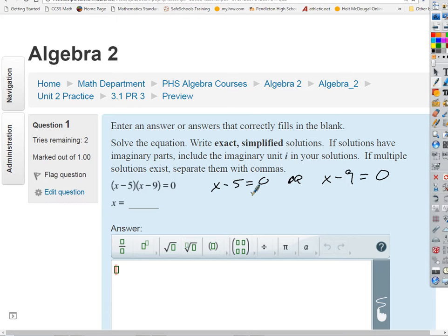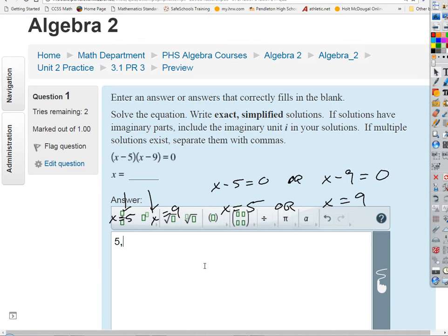Well, when does x minus 5 equal 0? When x equals 5. We probably could have just written it right here. Or when does x minus 9 equal 0? When x equals 9. And so it wants us to just separate our solutions with a comma. And so what do we get here? If we do that, our two solutions are just, we're filling in the blanks, x equals 5, comma 9.